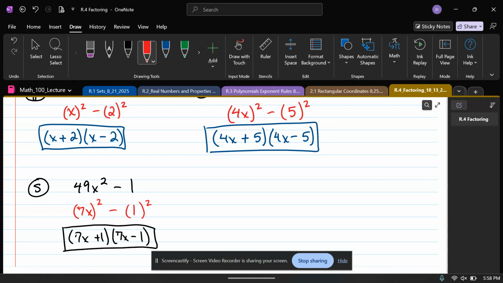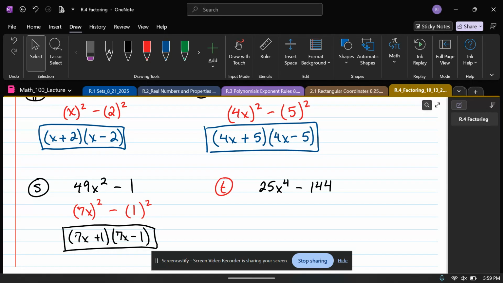So 7x plus 1, 7x minus 1. You factor the difference of squares. Now, where it gets a little bit more technical, a little bit more difficult, maybe, is when you have something like 25x to the 4th minus 144, where it doesn't have an x squared on it. And so it makes it kind of more in disguise as far as the difference of squares part.